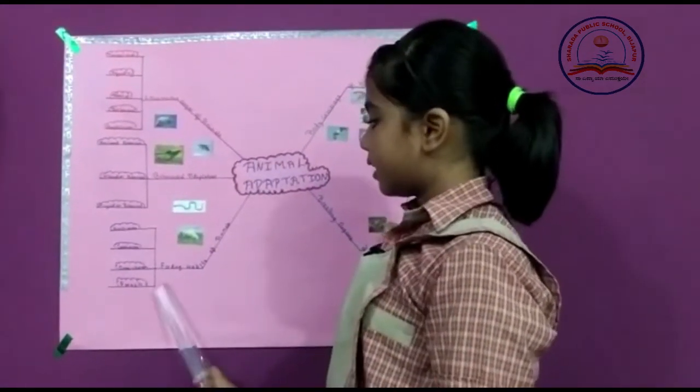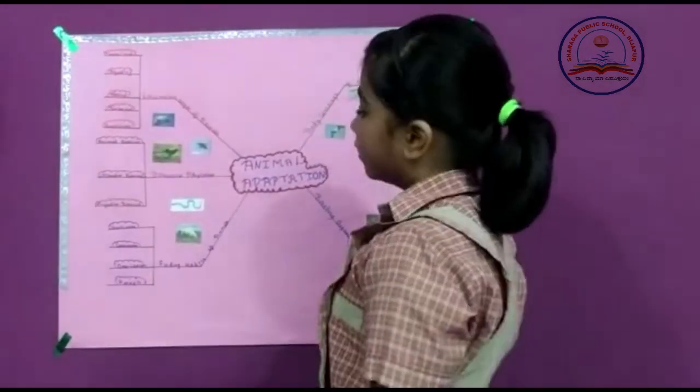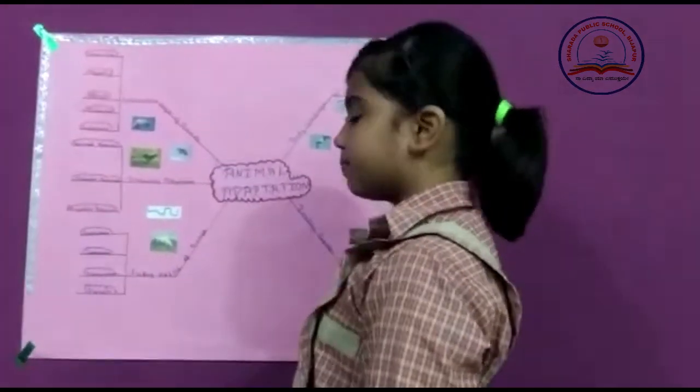Parasite animals eat bacteria, virus and protozoa.